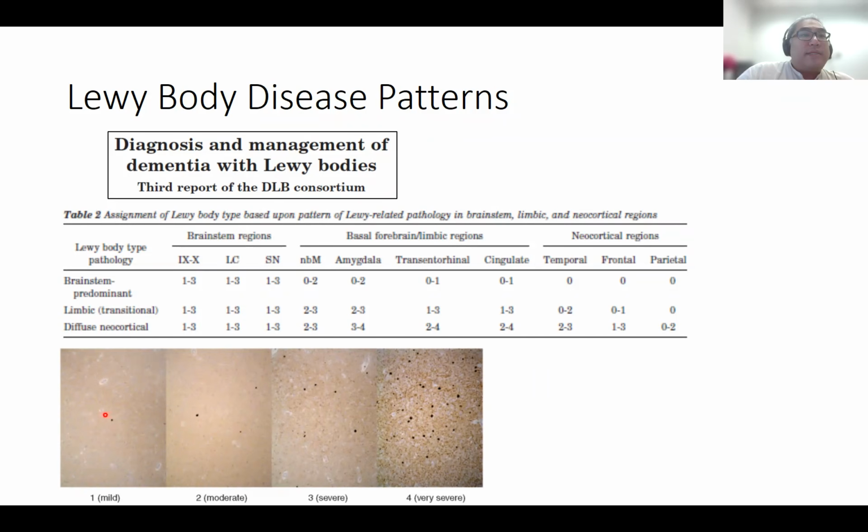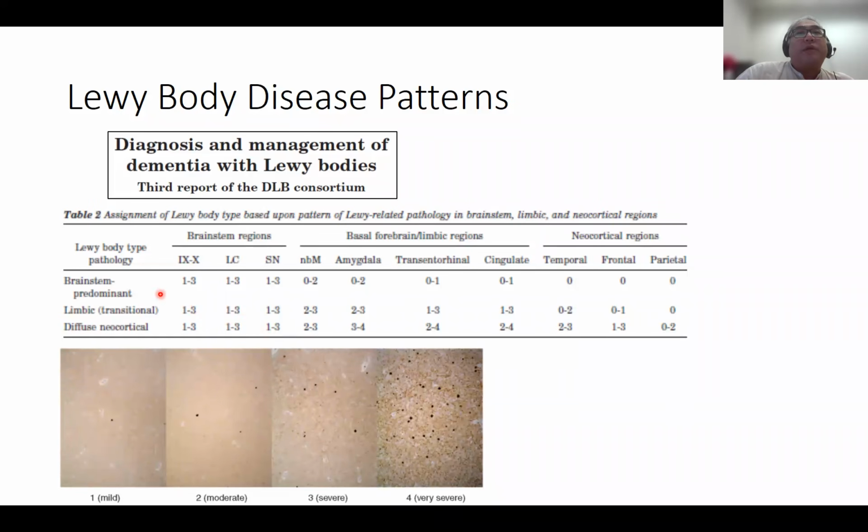So once I start seeing 1 or 2 Lewy bodies, I'll call that a mild burden. Anything beyond that is moderate. You could see that there's not that much here, but this is considered moderate and this is considered severe. And they originally defined 3 different variants or patterns, I should say.